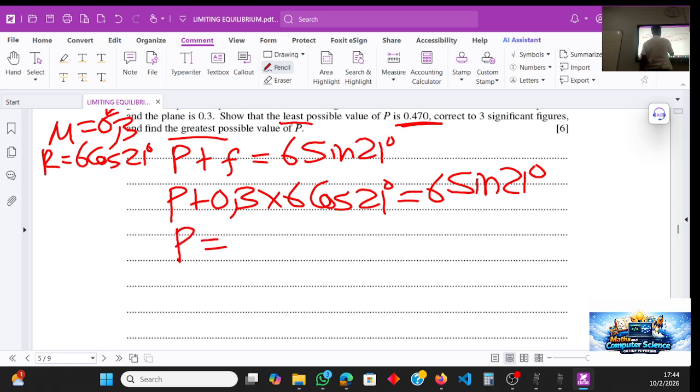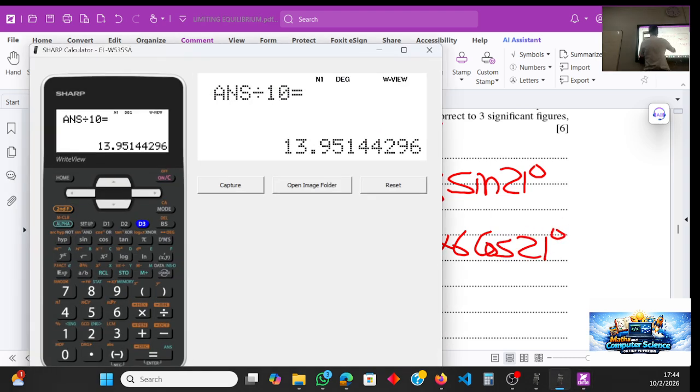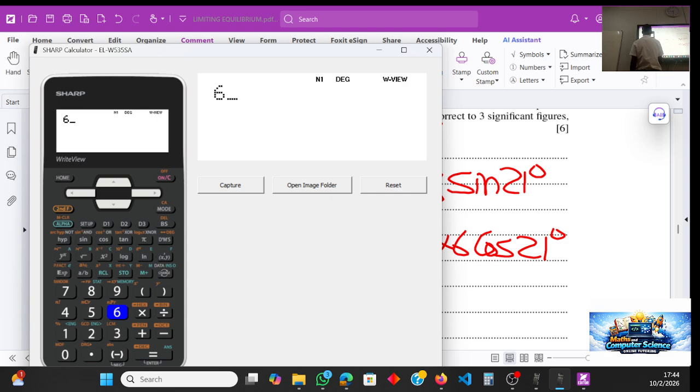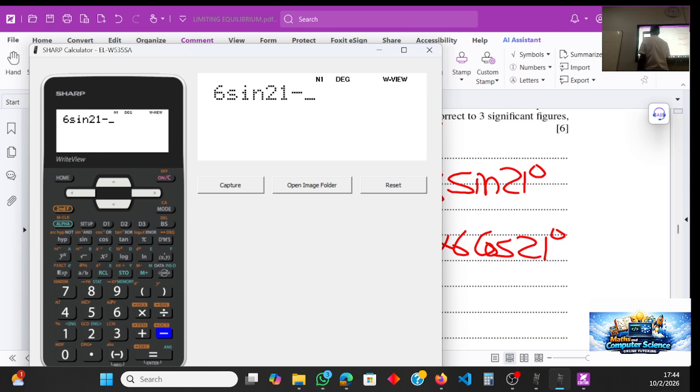So when we do so, we are going to transpose the product that we have next to P. So it will be 6 sine 21 degrees minus 0.3 times 6 cos 21 degrees. I'll need my calculator for this calculation. So I need to start with 6 sine 21. Then I want to subtract the coefficient of friction, which we have there, 0.3 times 6 cos 21.